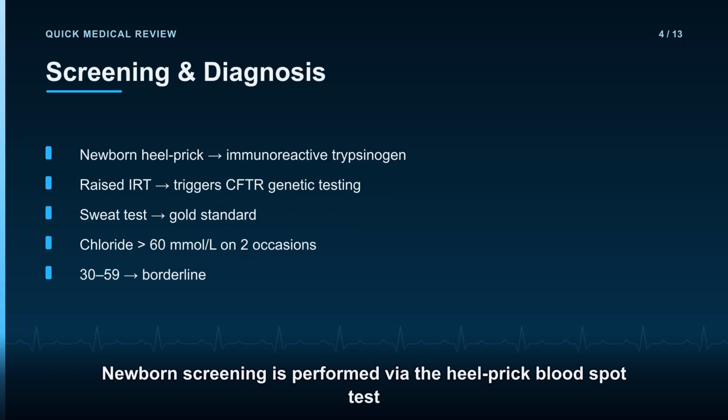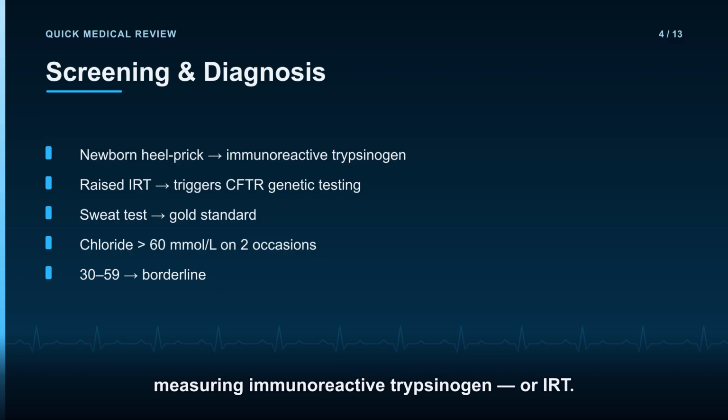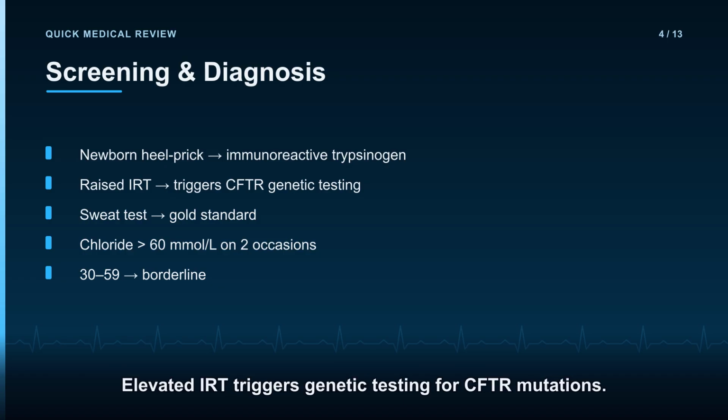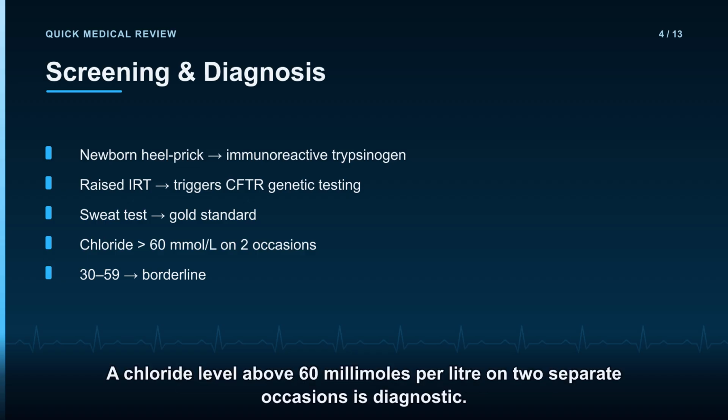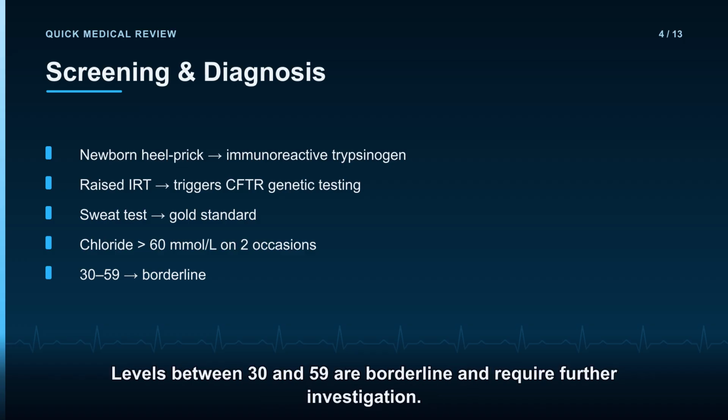Newborn screening is performed via the heel prick blood spot test measuring immunoreactive trypsinogen, or IRT. Elevated IRT triggers genetic testing for CFTR mutations. The gold standard confirmatory test is the sweat test measuring chloride concentration in sweat. A chloride level above 60 millimoles per liter on 2 separate occasions is diagnostic. Levels between 30 and 59 are borderline and require further investigation.